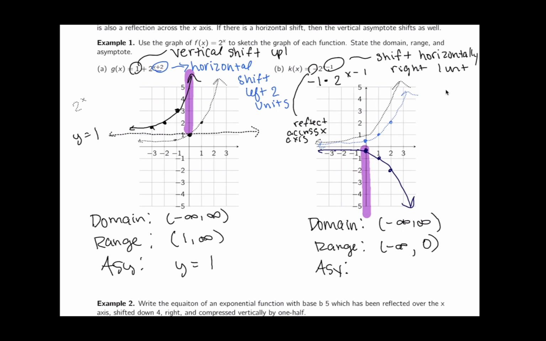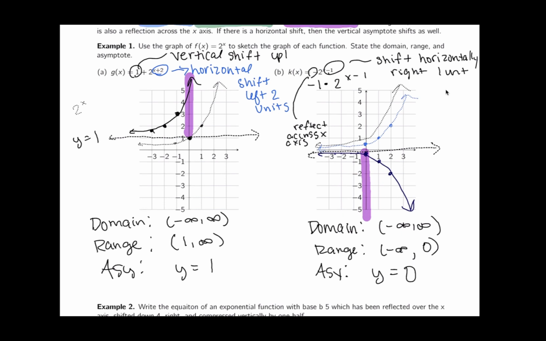Our asymptote actually doesn't change. If I take a horizontal line and I shift it right, it's not going to change. And if I take the line y equals 0 and I reflect it across the x-axis, I'm still going to get y equals 0. So my horizontal asymptote, let's sketch that in. It's still going to be y equals 0, the same as our base 2 to the x.